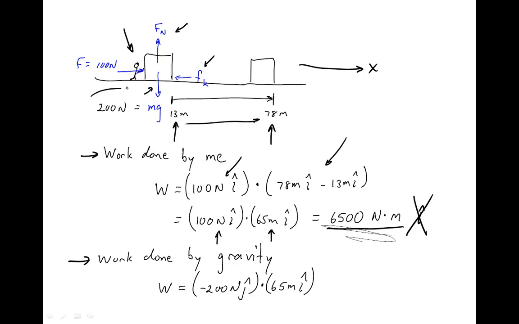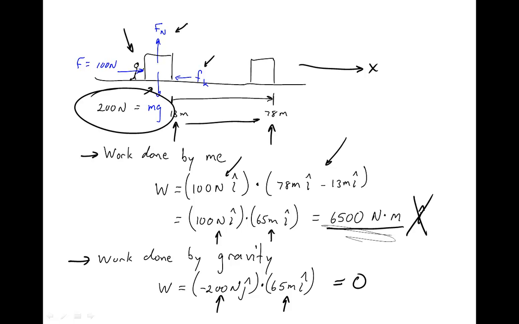Gravity, on the other hand, you'll see here we define the gravitational force as 200 newtons. Gravity is in the negative j direction. The displacement is still 65 meters in the i direction. And so when I go to calculate out the work done by gravity, I'm going to get 0. And the reason for that is that the j dot i value is 0. That is to say, the dot product between two vectors which are perpendicular is equal to 0.